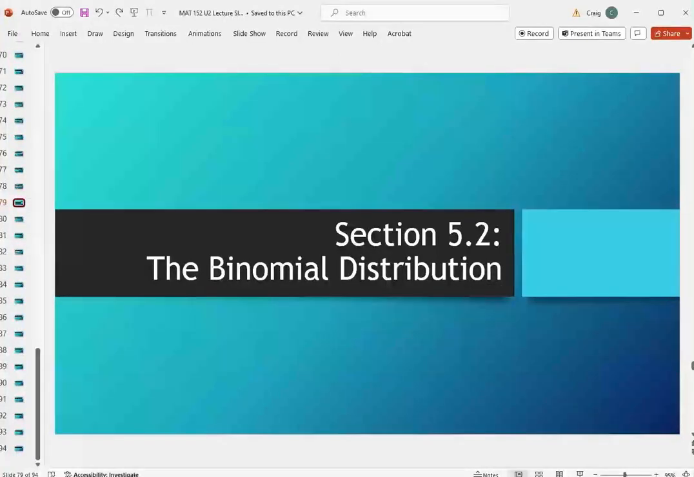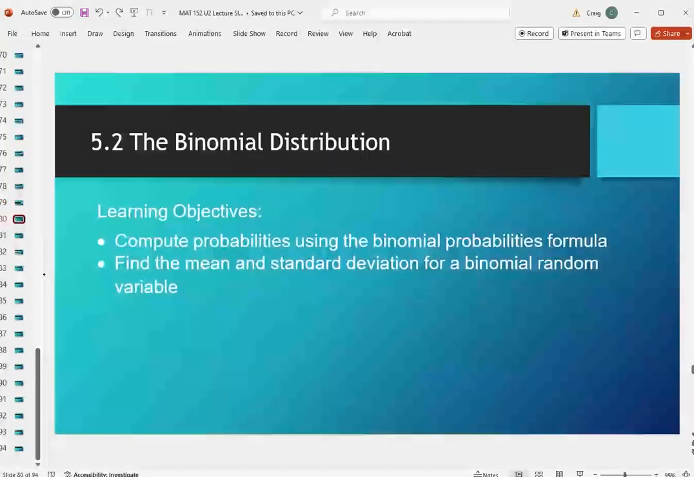Okay, welcome back, everybody. In this section, we're going to be talking about the binomial distribution and how it relates to probabilities. We're going to learn how to compute the probability using the formula. I'm going to show you how to do this by hand, but I'm also going to show you how to do it in Excel because you'll need that for one of your projects in the next couple of weeks. So make sure that you reference this video if you have any trouble with that.